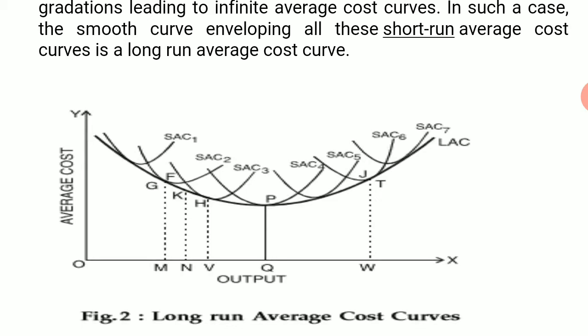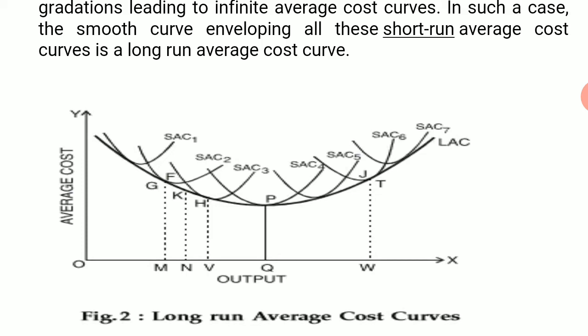The long run average cost curve is not tangent to the minimum point of the SACs. Rather, the long run average cost curve is tangent to the falling portion of the SAC while it is declining and to the rising portion of the SAC while it is rising. OQ is the optimum point because the output OQ is produced at the minimum point of the long run average cost curve, and the corresponding SAC4 is also at its minimum point.